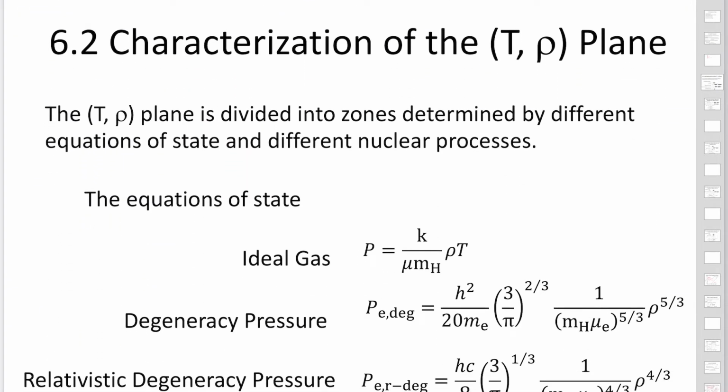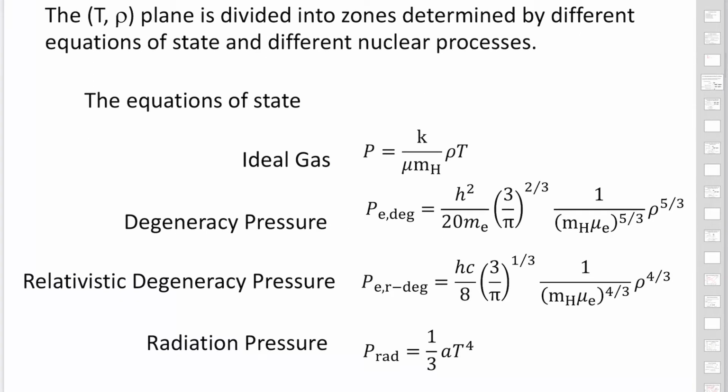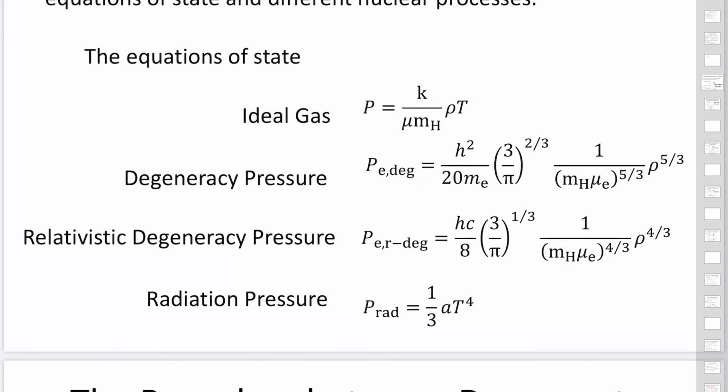The next topic is the characterizations of the T-rho planes. The T-rho plane is divided into zones determined by different equations of state and different nuclear processes. So I showed the equation of state can be expressed with the ideal gas, degeneracy pressure, relativistic degeneracy pressure, or radiation pressure. I introduced these four pressures. Then we could divide the T-rho plane into the zones.